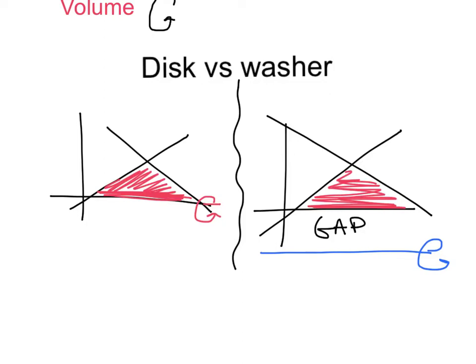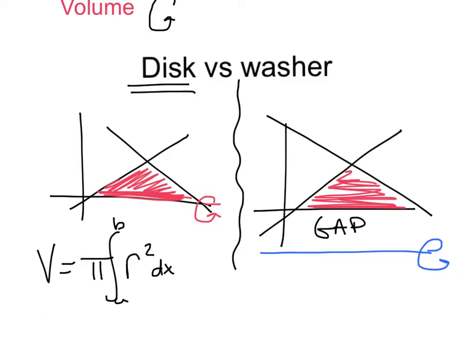Now, the formulas are similar, but again, let's get them written down. If I have a disk, my volume is just pi r squared dx, from my lower bound to my upper bound. If I have a washer, here's where it changes the game. We have volume equals pi, the integral from a to b, of big R squared minus little r squared.